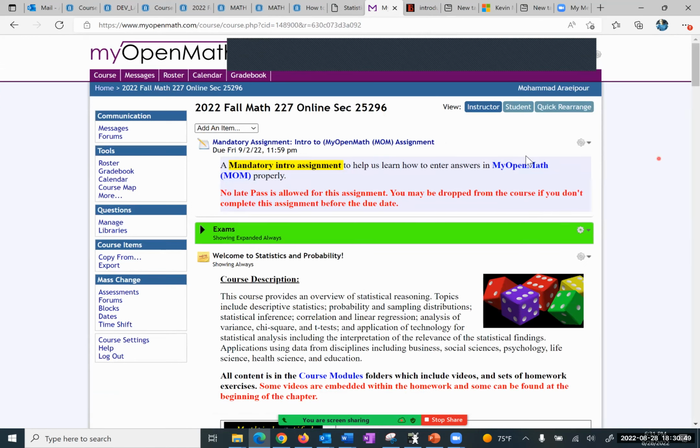And the very first thing at top, I want you to pay attention to what's going to happen, because I'm going to go over how a homework is done by looking at the very first thing. The reason I put this at top is because it's an introduction assignment to my open math, and it will teach you how to enter anything that you want to enter in my open math. And this has to be done immediately. So let's start with that.